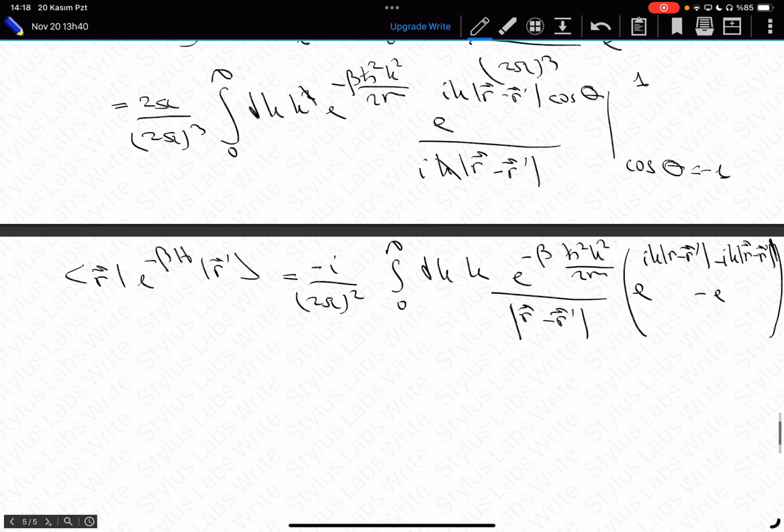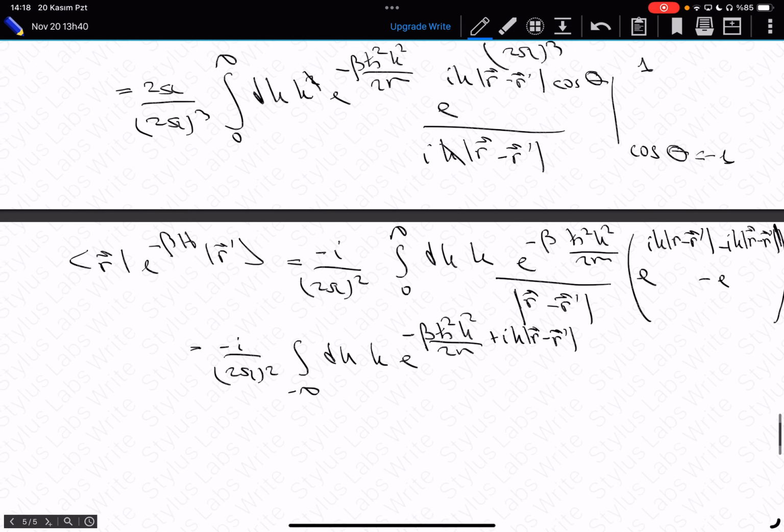Okay, I can still simplify this integral a bit further: minus i over 2 pi squared, integral dk k e to the power minus beta h bar squared k squared over 2m plus ik(r minus r prime), from minus infinity to infinity. The integral from minus infinity to 0 just corresponds to the second term.